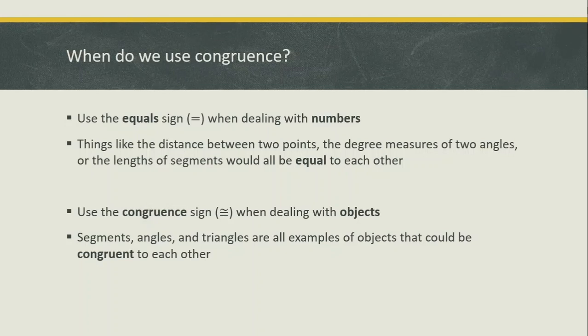We want to use the congruence sign when dealing with objects. So we can talk about segments, angles, or triangles, and other things that are congruent to each other. So we are actually talking about physical objects on the Euclidean plane, and those are going to be congruent to each other because we're not talking about numbers. I'm talking about things like segment AB is congruent to segment CD. Or I could say something like triangle LKJ is congruent to triangle PQR. So we're talking about actual objects there.